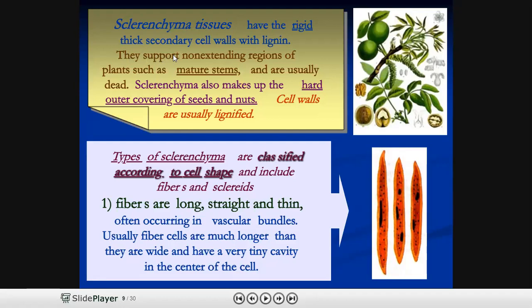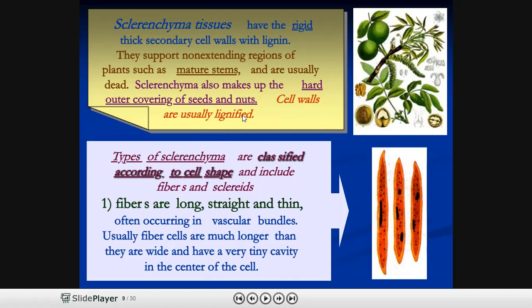Mostly, they support the non-extending regions of the plants, such as a mature stem. Mostly we can find them in a mature stem, and usually the cells are dead due to the lignin deposition. This sclerenchyma also makes up the hard outer covering of seeds and nuts. Whatever we see, the fruit wall, nut wall, or seed wall, these are made up of this sclerenchyma tissue. Especially the cell wall is usually lignified.